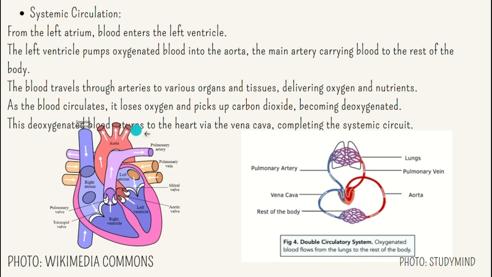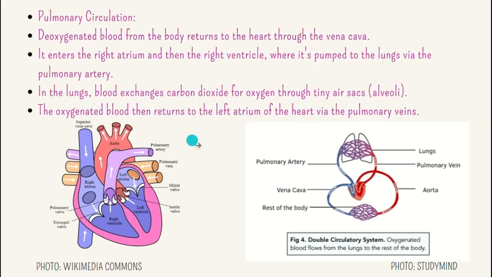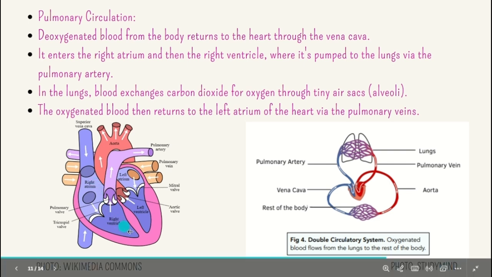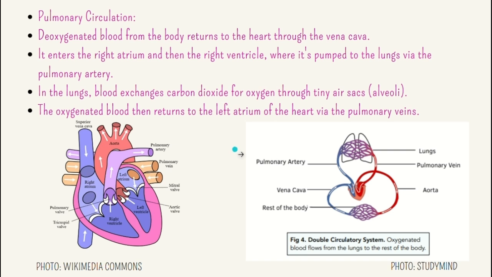So the deoxygenated blood returns to the heart with the vena cava, completing the systemic circuit, right? So as you can see, it's a cycle. The pulmonary circulation starts with deoxygenated blood coming to the vena cava, right atrium, right ventricle, and then out through the pulmonary artery to the lungs, right? So that's what happens.